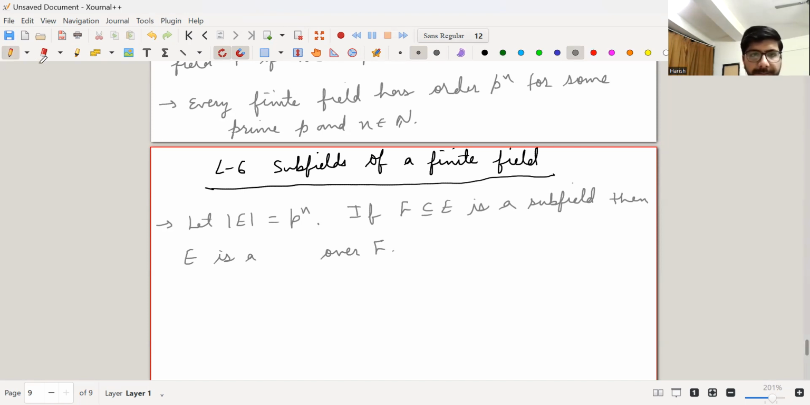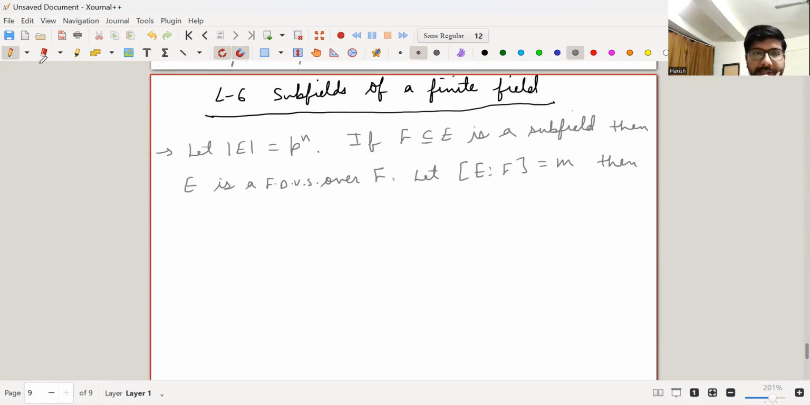E is a finite dimensional vector space over F. Okay, then let the dimension of E over F be, say, m. Then you can check that the order of E is nothing but the order of F raised to m. Why? Because E is a finite dimensional vector space over F.